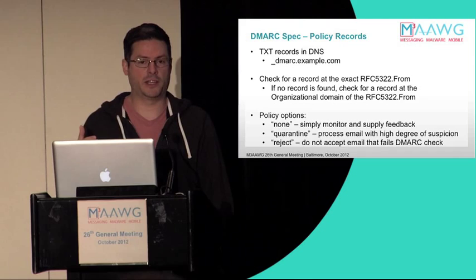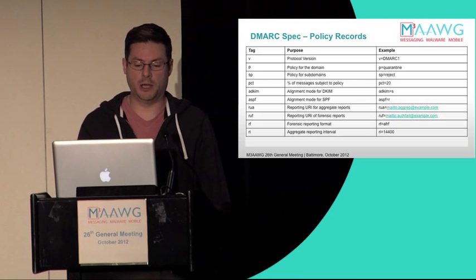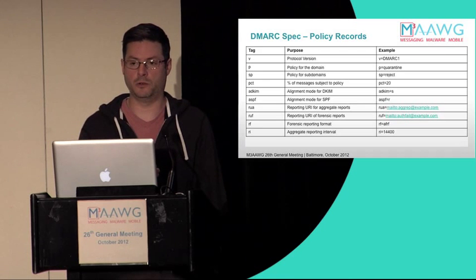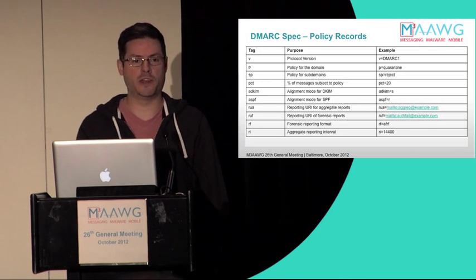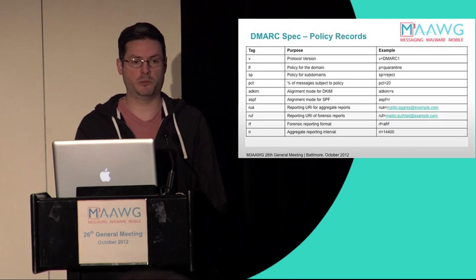So we have a table that contains the current list of valid fields and some example values within the record format. The only two of these that are absolutely required are the first two. You must have a version tag, and the value of that must be DMARC1. If this tag isn't found, your record is considered ill-formed, and a receiver-side implementation will treat it as any other text record that's not a DMARC record.